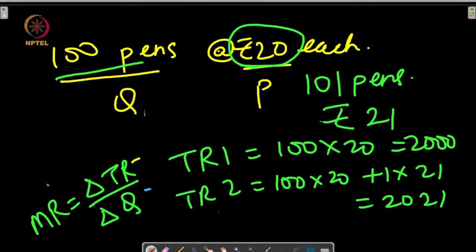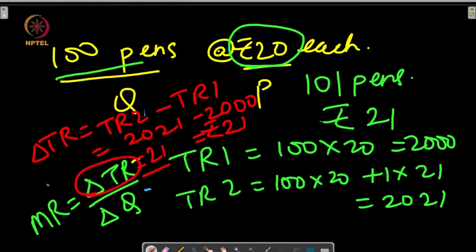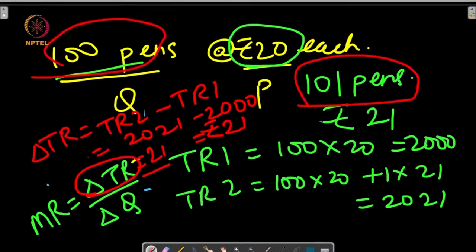Now in this case, delta TR will be given by TR2 minus TR1, which is 2021 minus 2000, is 21 rupees. So the change in the revenue is 21 rupees and the change in the quantity is 101 pens minus 100 pens, which is 1. So in this case, the marginal revenue will be given by 21 rupees.